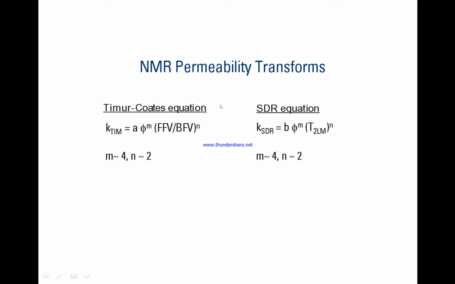We have two types of flow algorithms, or flow transforms, that can detect the permeability from NMR. The Timur-Coates model uses the free fluids divided by bound fluids. These are equations which depend on the details of the measurement.